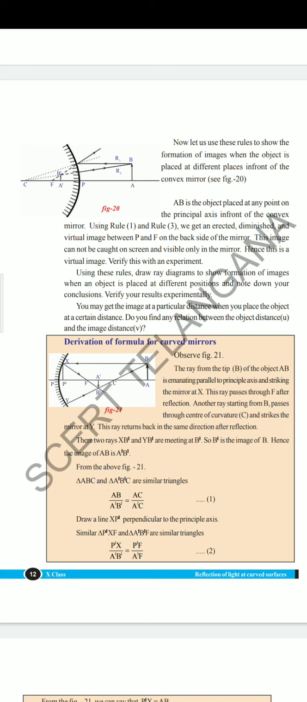Derivation of formula for curved mirrors. Observe figure 21.